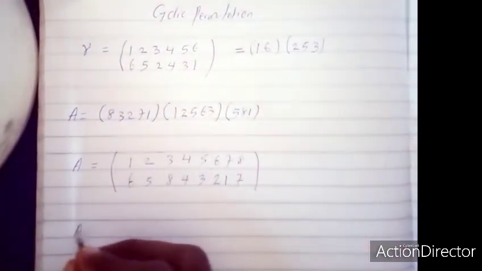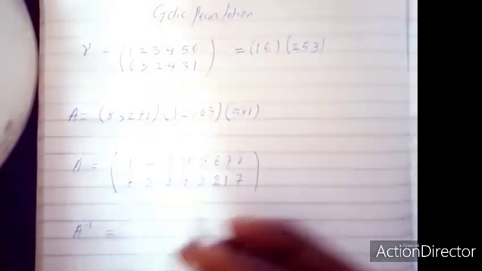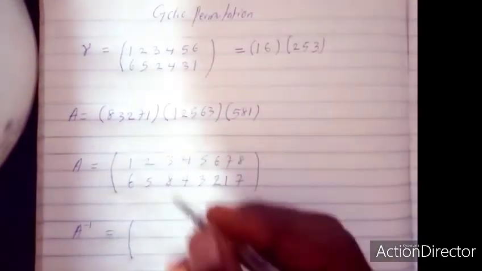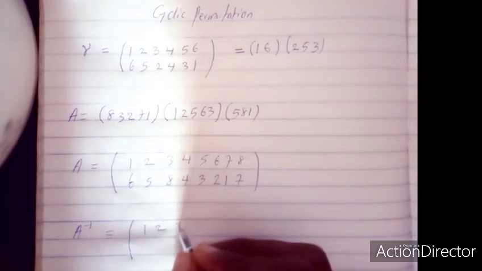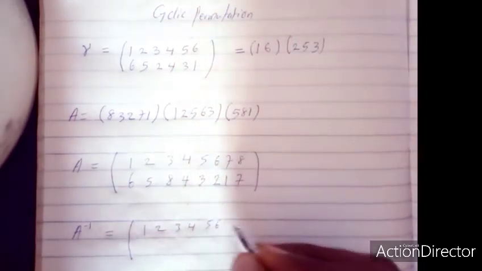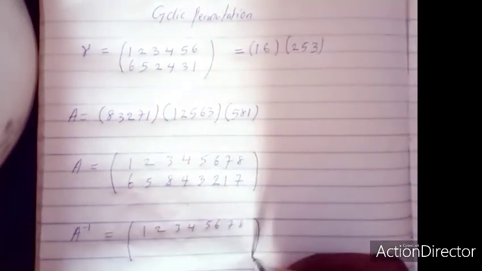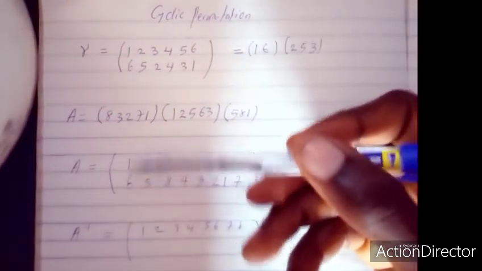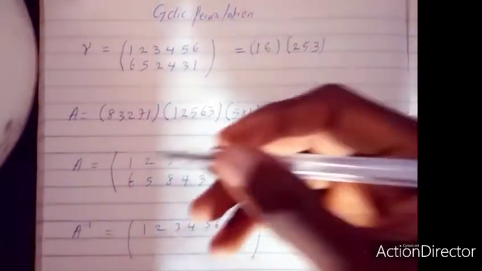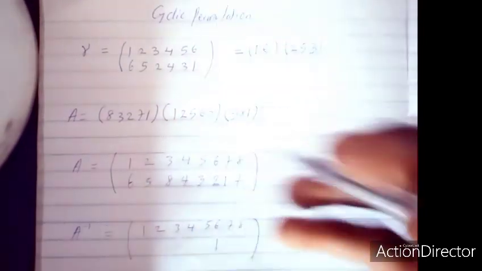Now let us look at A inverse. To do that in less than 10 seconds, just write your 1 2 3 4 5 6 7 8. Now here, 1 maps to 6. The inverse will be that 6 will map to 1. 2 maps to 5. The inverse will be 5 maps to what? 2. 3 maps to 8.